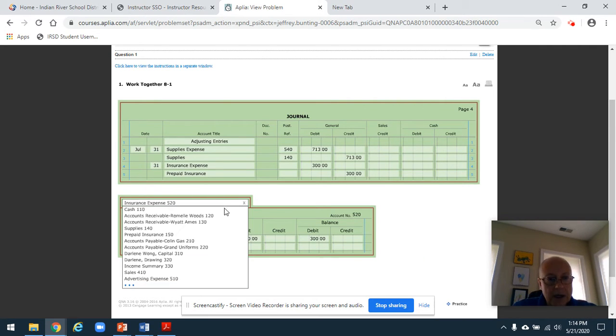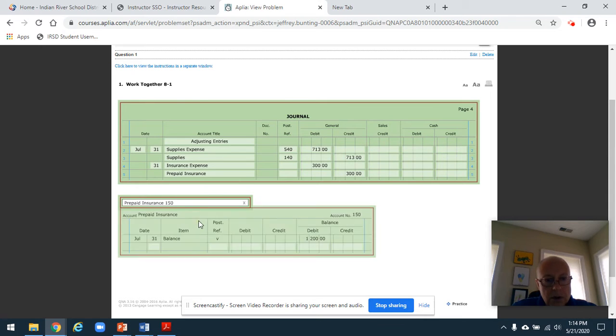All right, so let's go back up to our asset accounts, prepaid insurance, and do the same thing with it. So 31st. Okay, 4. And then we're going to credit it.